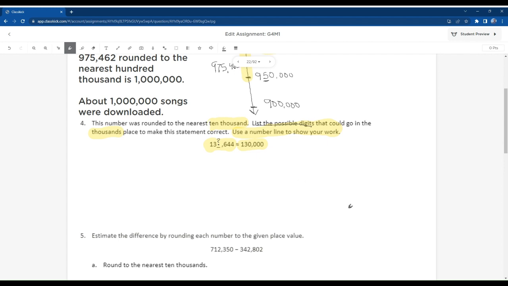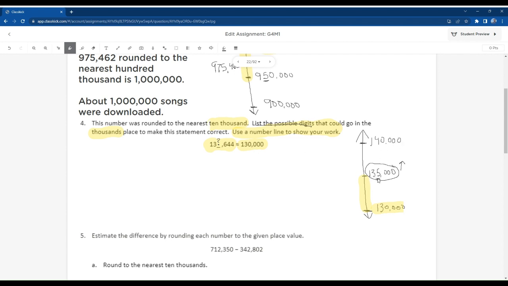So let's go ahead and draw our vertical number line. And we're rounding down to 130,000. But the next 10,000 would be 140,000. And my halfway point would have a 5 in this thousands place. So 135,000. So we're really looking for the specific digit that would go in the thousands place to make us round down to this number. And really our key here is this halfway number, because anything above that would round to 140,000.